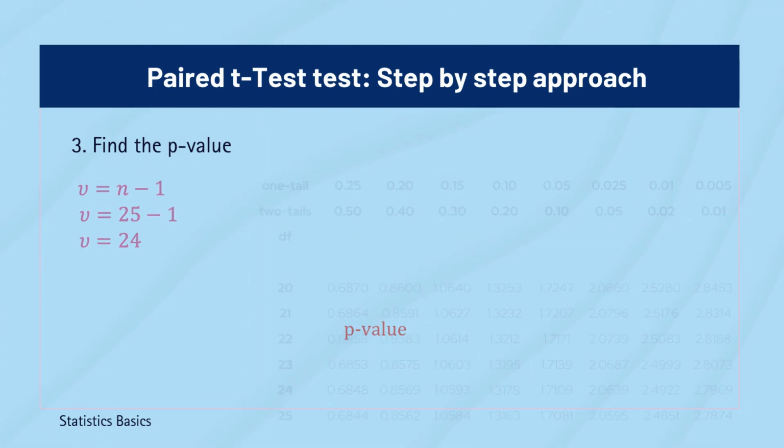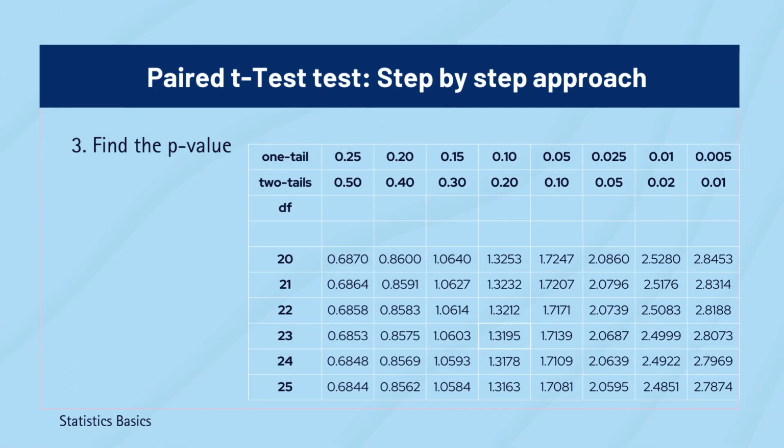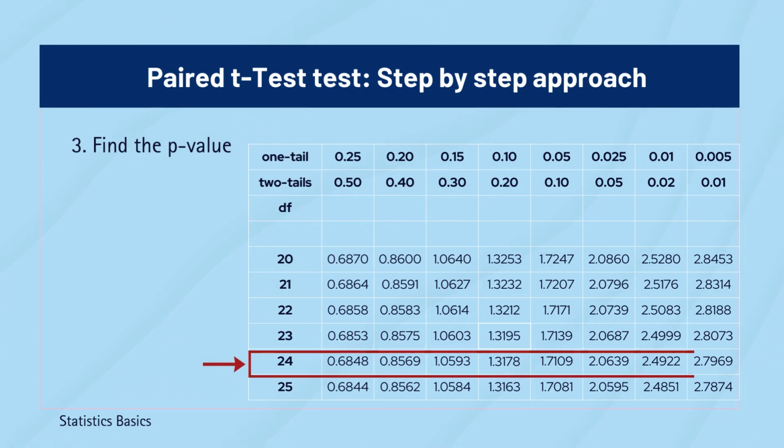p-value. In the t-distribution table, first, select a row for the degrees of freedom value of 24. Then select the cells within which the absolute value of the t-statistic 18.65 lies. The header column associated with these cells provides the range of the p-value. The p-value is less than 0.005.